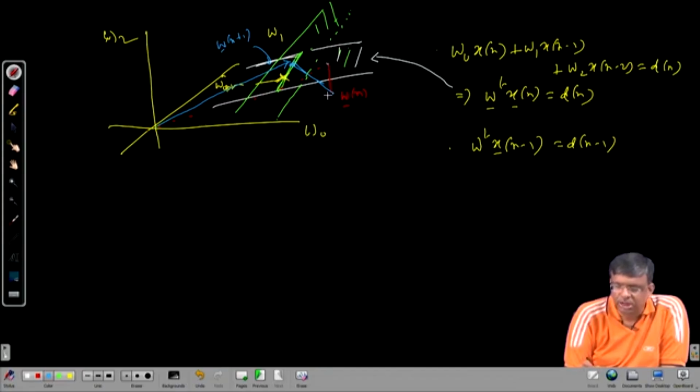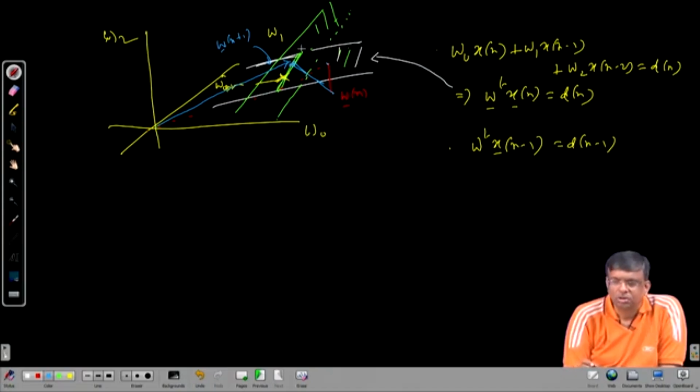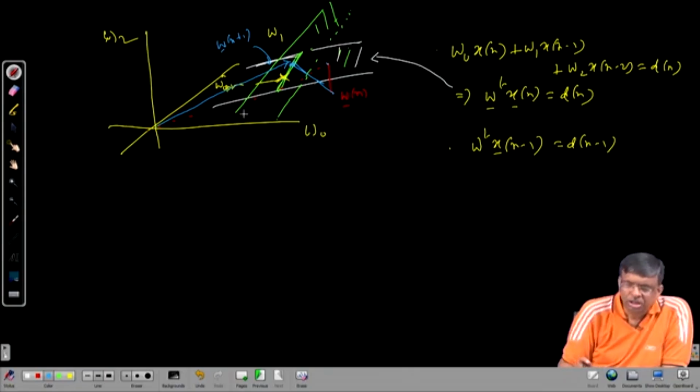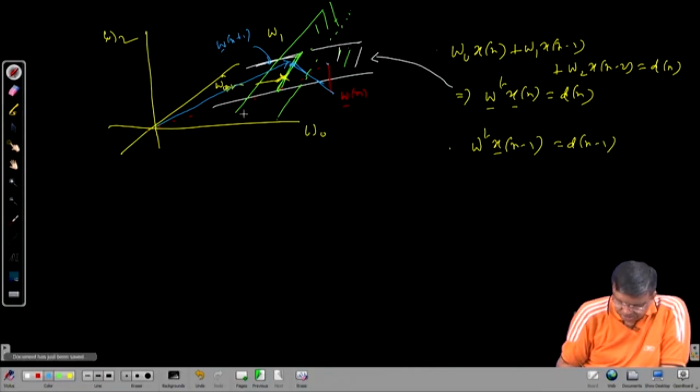But if I project W n not on this plane or this plane separately, but on the intersection of the two planes, then I hit a point which is much closer to the optimal one. So, I am already very close to the optimal one. So, I will require much fewer iterations to reach the optimal one than NLMS. This is the philosophy. You can extend this to the general n-dimensional case.